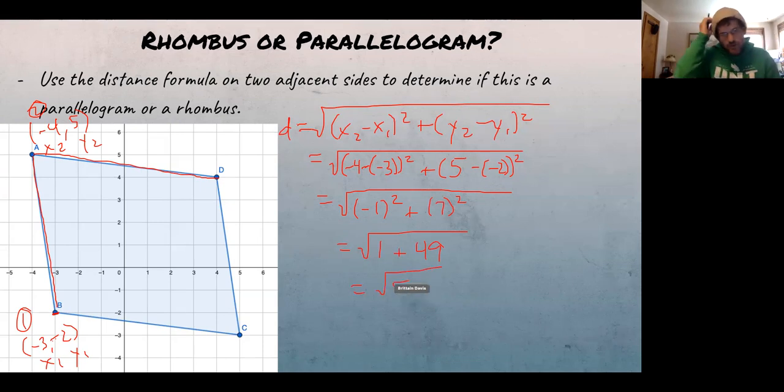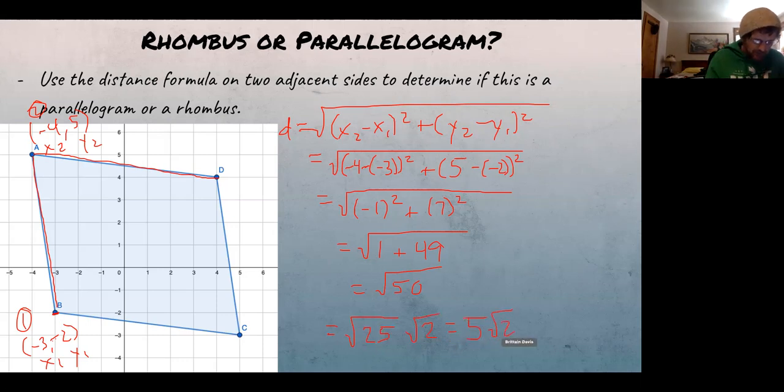Now I'm going to go through this one a little bit fast because this is not a new skill with simplifying radicals. But if you have been practicing and you're comfortable with this, you might already recognize how I can separate the factors here. That's the same as 25 times 2. And I know that the square root of 25 is 5. So 5 square root of 2. So here's the distance for this.